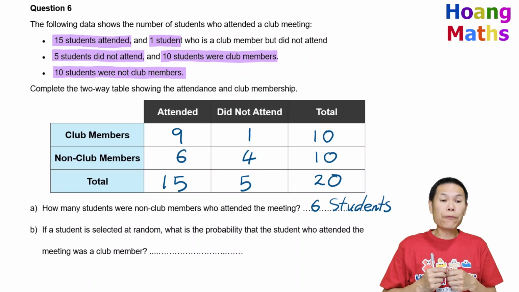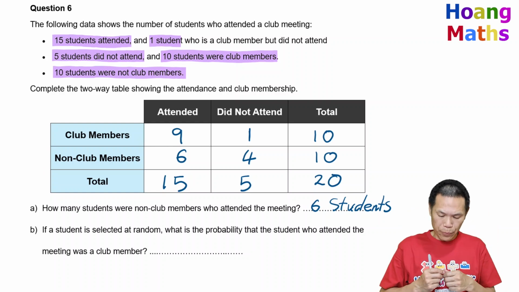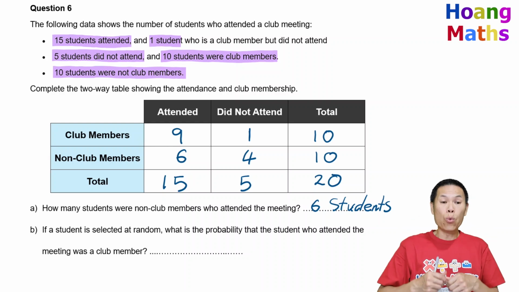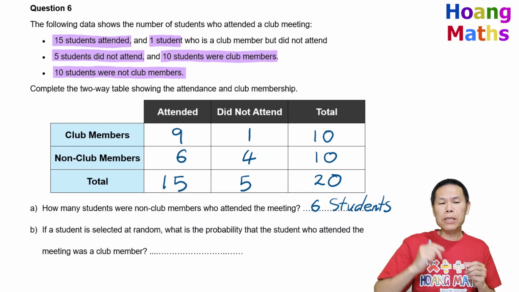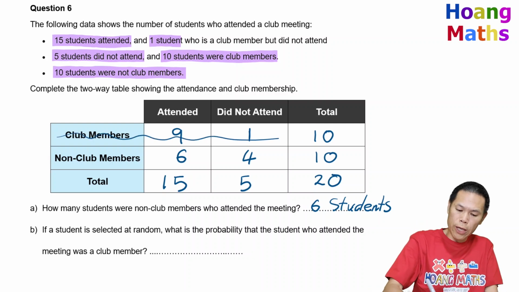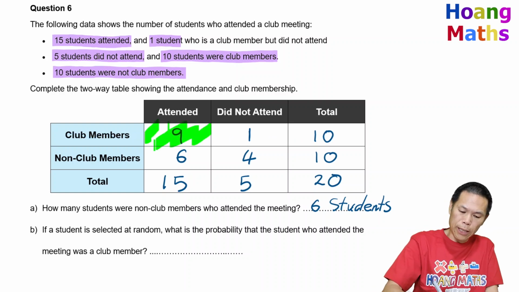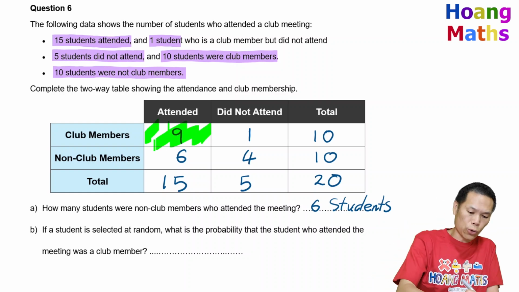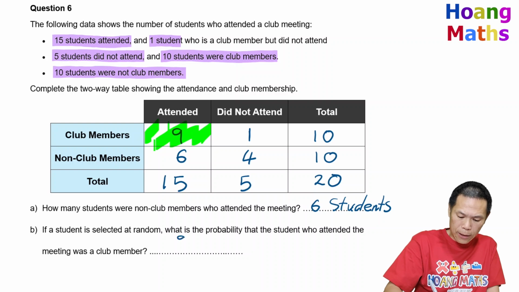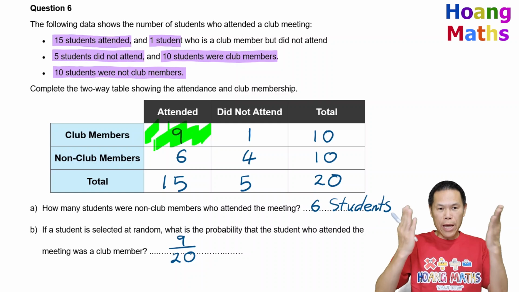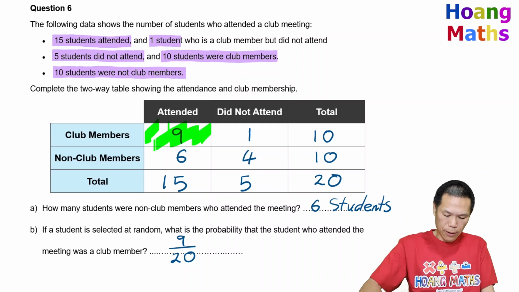Part B. If a student is selected at random, what is the probability that the student who attended the meeting was a club member? So club members and attended the meeting. So club members is this row here, and then attended the meeting, which is this number here, which is 9. So 9 out of 20 students altogether. So I write 9 over 20. So that is the probability. There you go, and hope you got it correct.